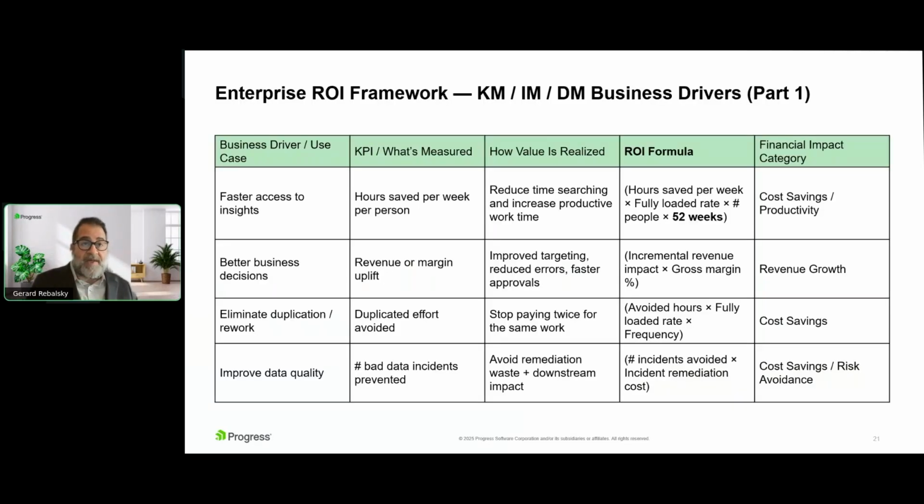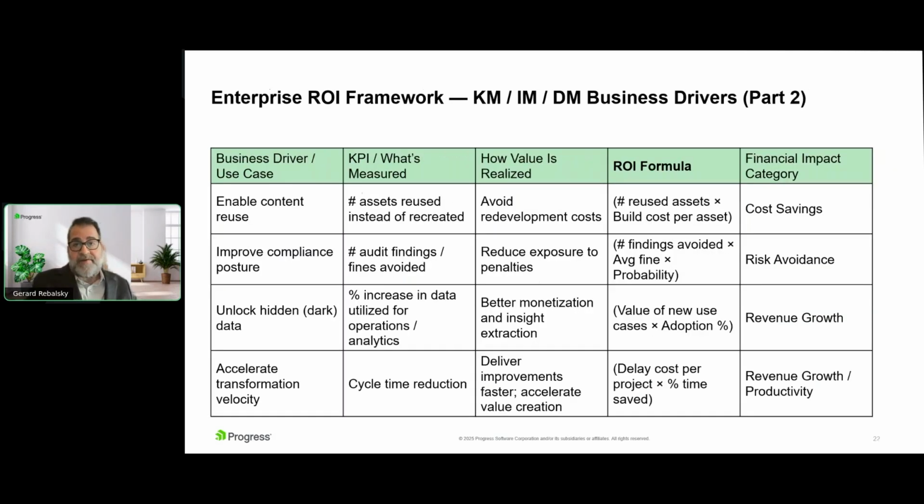But starting with just a general enterprise ROI framework for KM, IM, DM, which is knowledge, information, data management, business drivers. We have 2 slides in each section, just giving you some standard business drivers or use cases. Next column from the left is the KPI, key performance indicator, what's actually measured, how value is realized, an ROI formula that you can use to actually calculate return on investment, and typically the financial impact category. So cost savings, productivity, risk avoidance, revenue growth. So here's part 1, and then another slide with more examples there.